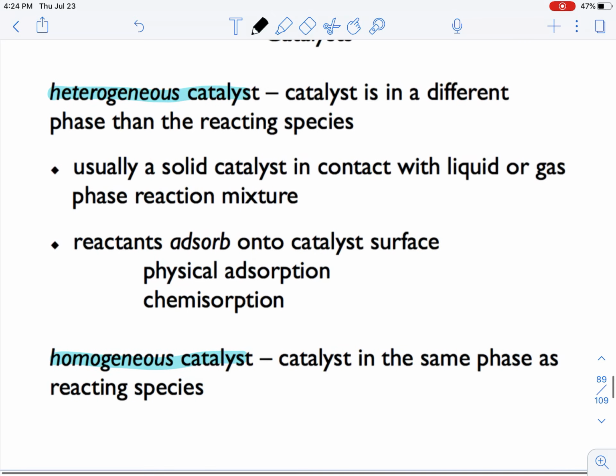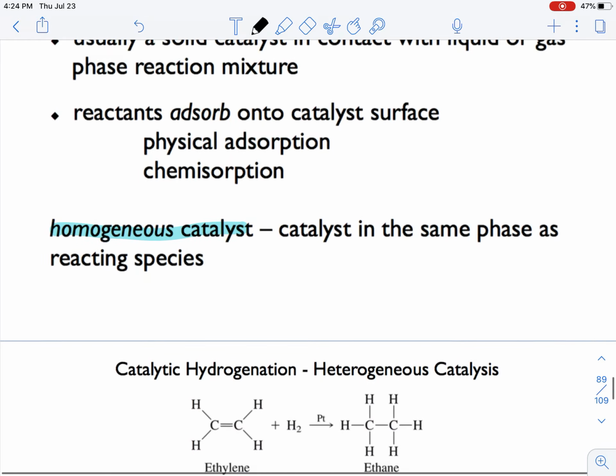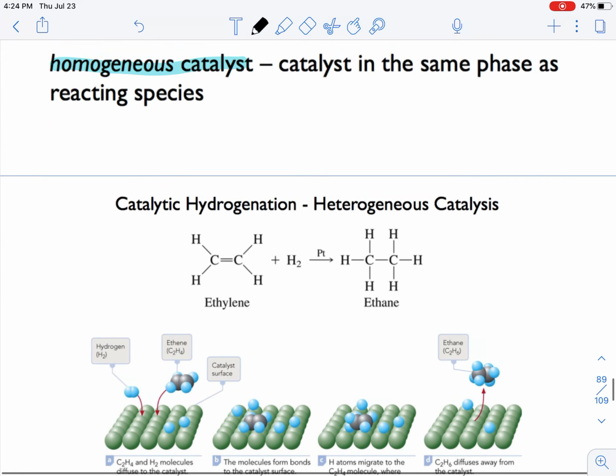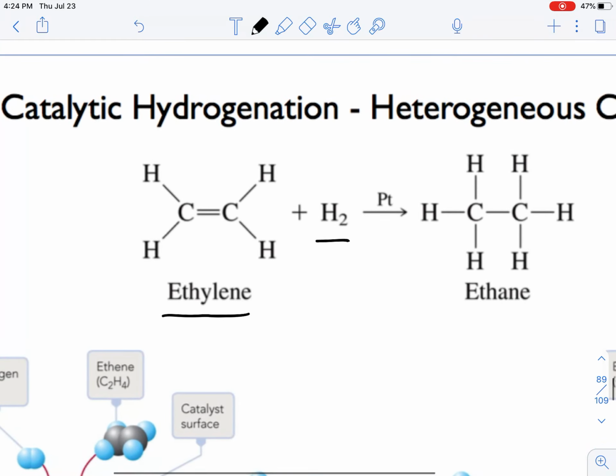All right, so let's go ahead and take a look at an example of a heterogeneous catalyst. For example, we have ethylene, which can be gaseous in state, and hydrogen gas. And these are the reacting species.